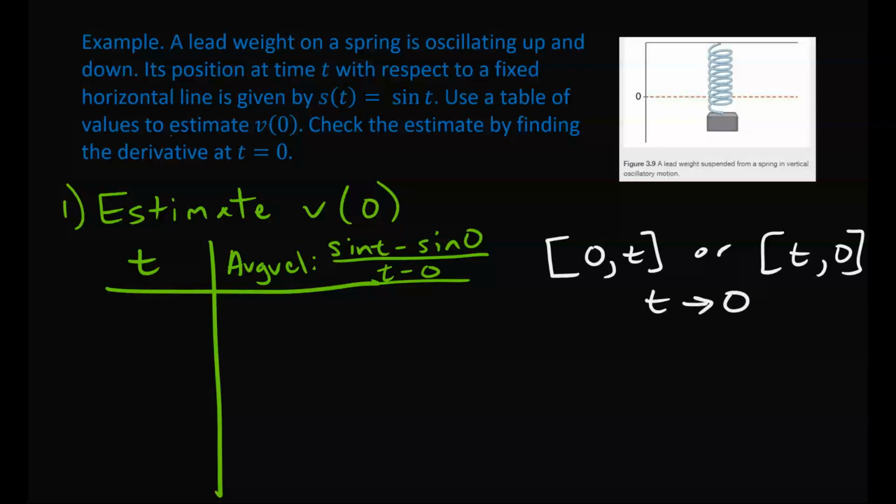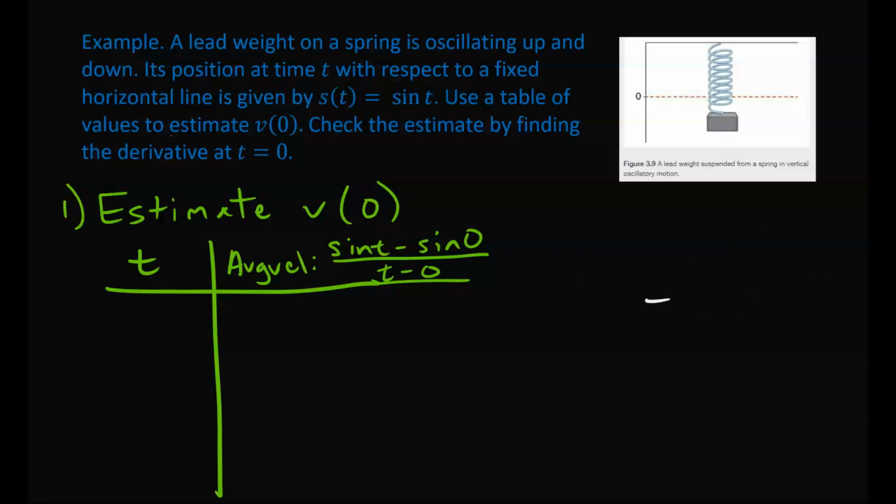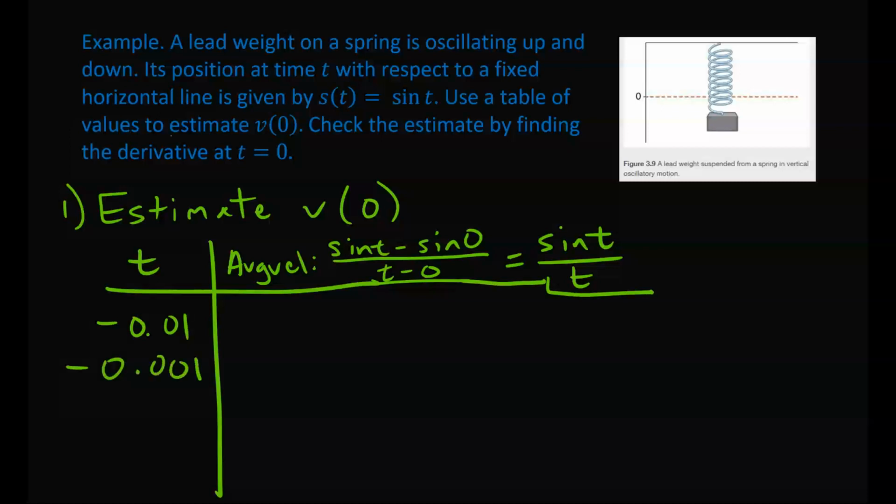And let me erase these intervals here so that we have room to simplify our average velocity expression, because the sine of 0 is 0. So this simplifies to sine of t over t. Let me scoot that over. Okay, so let's take some t values. We can use negative 0.01, negative 0.001, and then on the other side of 0, we'll use the positive values of the same numbers.